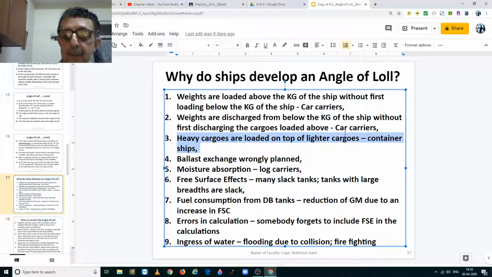So, in effect, container ships have a massive problem with heavier containers coming on top of lighter containers from the second loading port onwards. The best way to avoid that is to fill up ballast in your double bottom tanks and to maintain a large metacentric height.